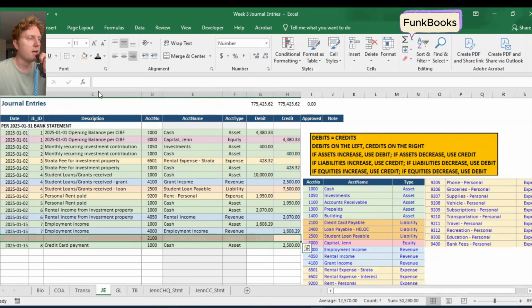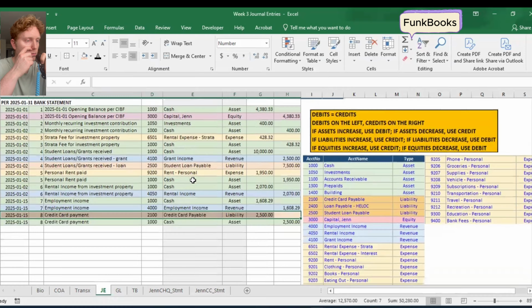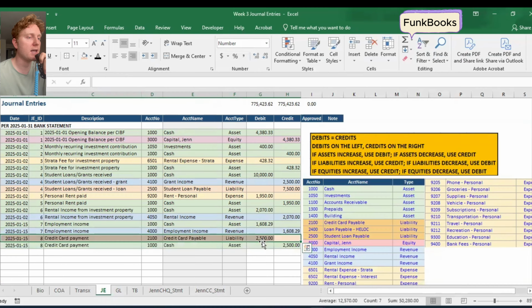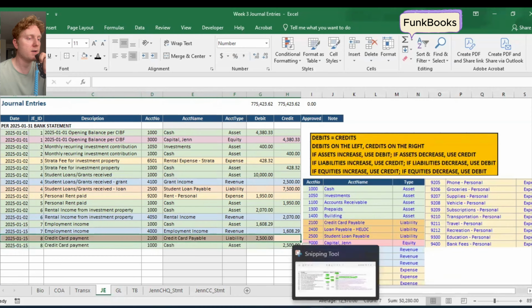And this is our liability going down. And eventually we'll get to the credit card entry itself, but it won't take us that long because we did most of the heavy lifting in the last video, analyzing and looking through the credit card report, right? So this is a reduction of a liability. So we debit, right? If liabilities decrease, use debit. So that's fine.